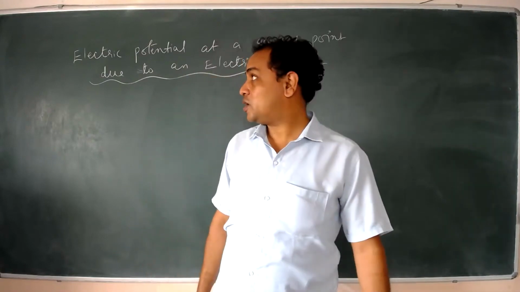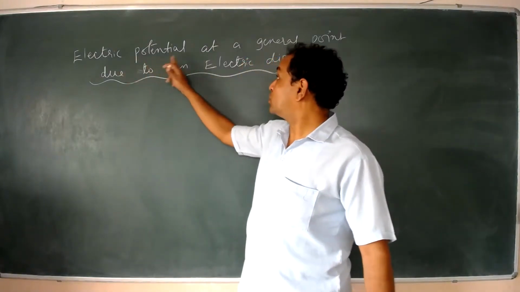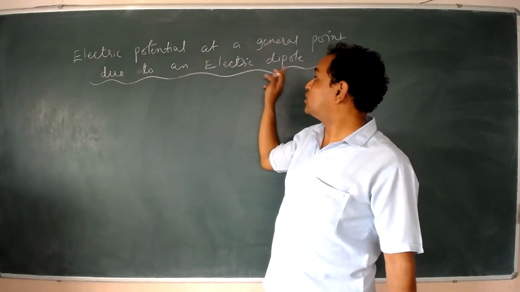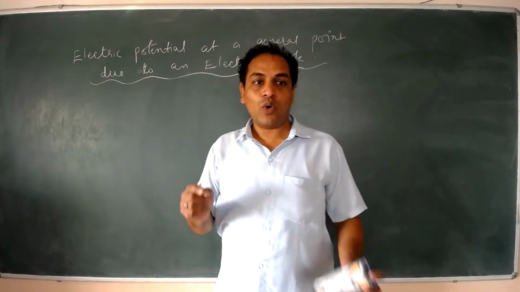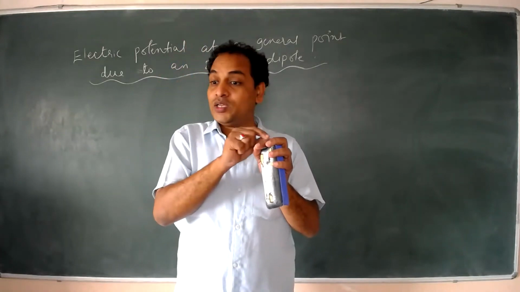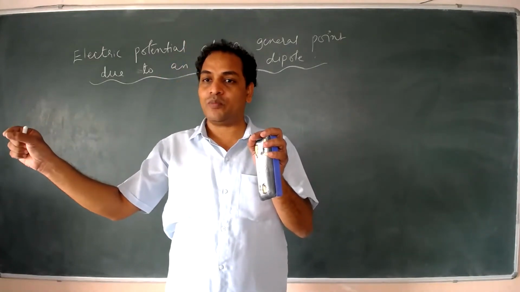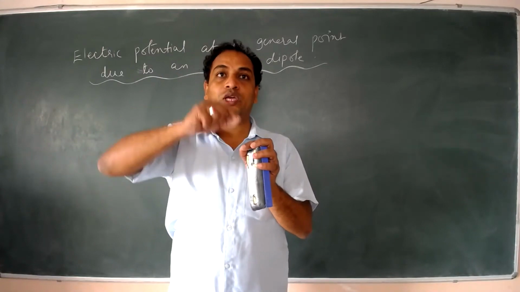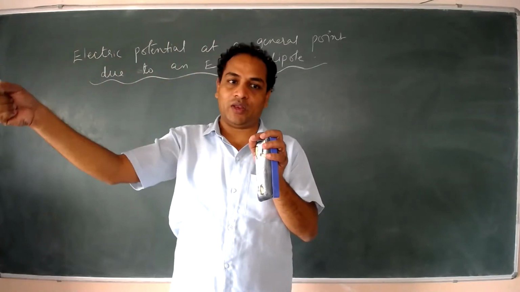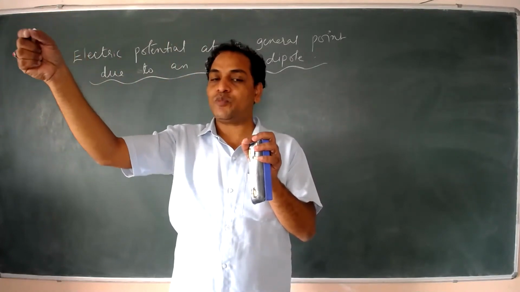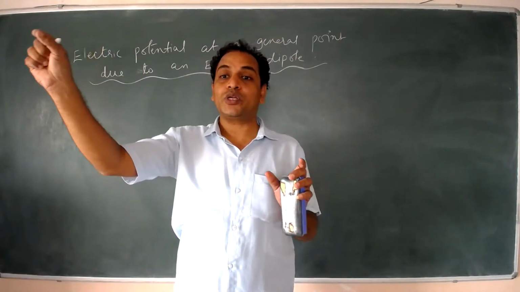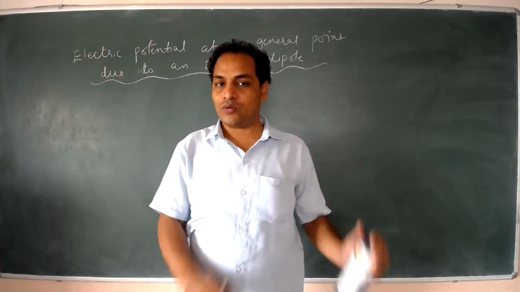Now in this class we are going to discuss the electric potential at a general point due to an electric dipole. We know that one is the axial line and one is the equatorial line, and we have the electric potential at those two points. Apart from this, if I take a point somewhere in between these two, we call it a general point. At the general point, we are going to calculate the electric potential due to this electric dipole.